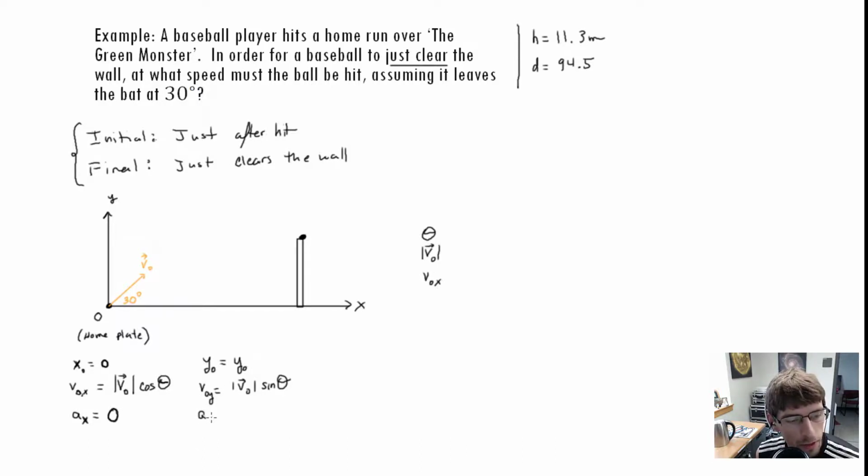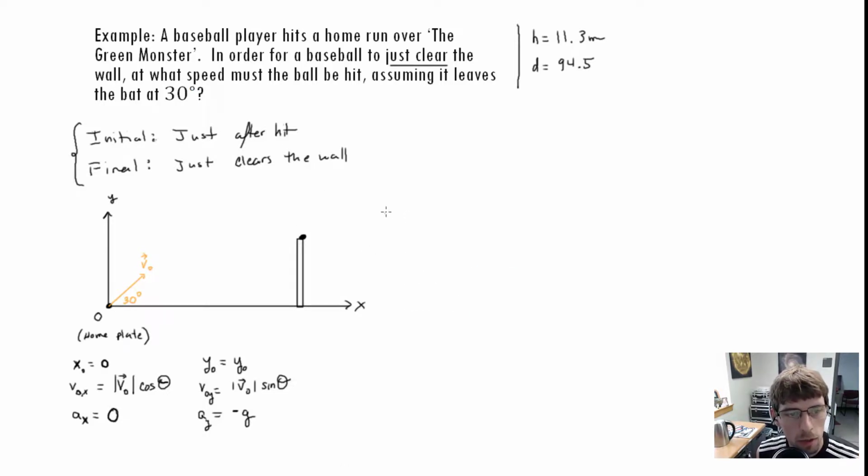And of course, the acceleration in the y direction, we'll call that negative g. Again, negative sign because I've called up positive. Someday I'll have to do a problem with down as positive. You'll see it all works out. Okay, well, now that we've got the initial, let's go ahead and work on the final.